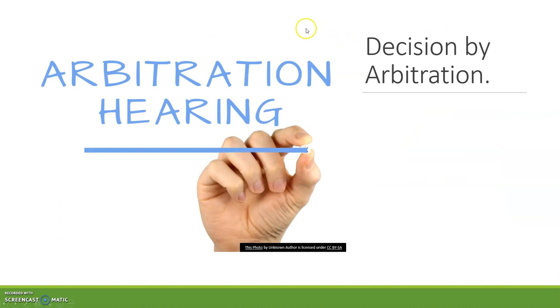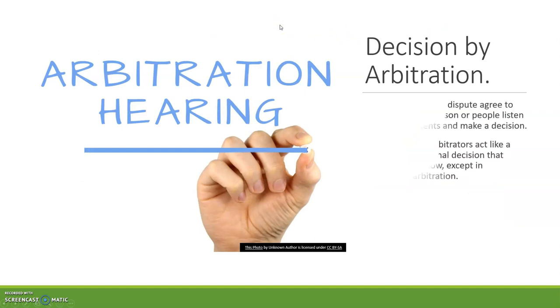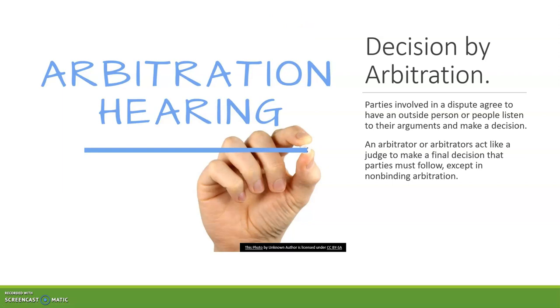Decision by arbitration. Parties involved in a dispute agree to have an outside person or people listen to their arguments and make a decision. An arbitrator or arbitrators act like a judge to make a final decision that parties must follow, except in non-binding arbitration. In most cases it's binding, in some cases it's not. So people could be regular ordinary citizens, or people from an outside organization, who listen to both sides and come to an agreement for both sides.